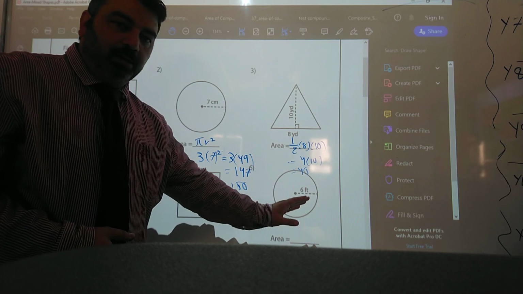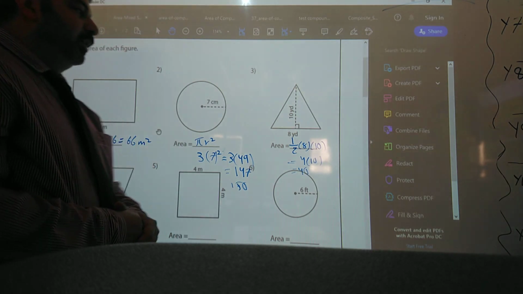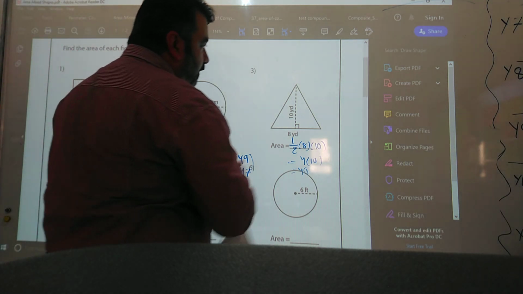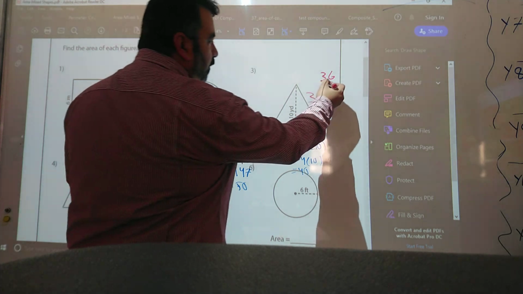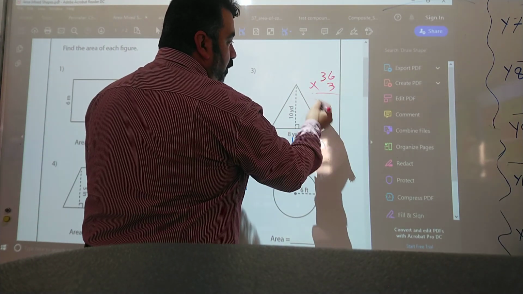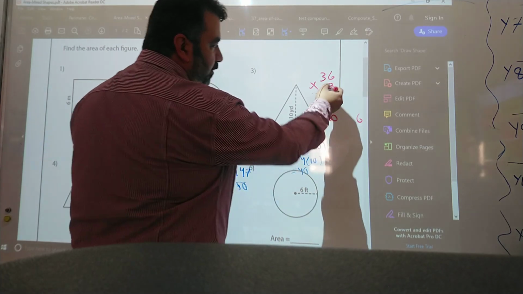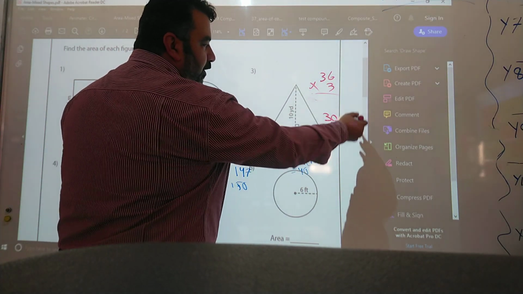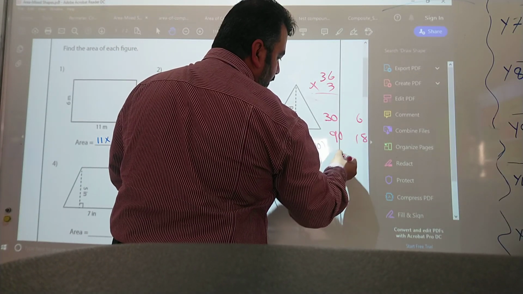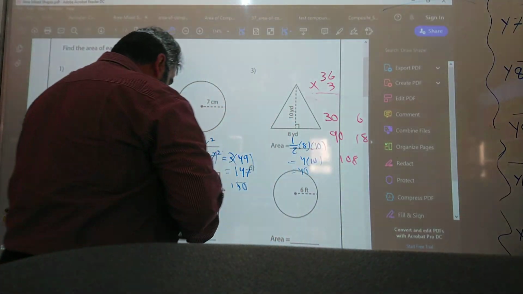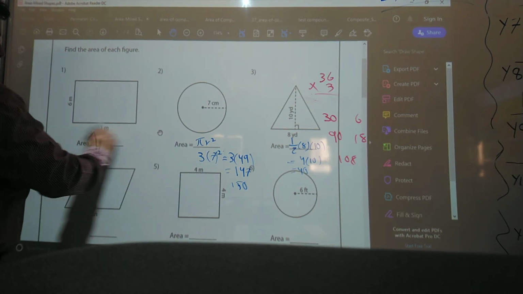Here, pi r squared, 6 squared equals 36 times 3. Well, I don't know how to find 36 times 3, look. Fine, you have 2 ways to solve it. Either you will do this, or you will say 30 and 6. So 3 times 30, 90. 3 times 6 equals what? 18. And there you go, 108. Okay guys, any questions?